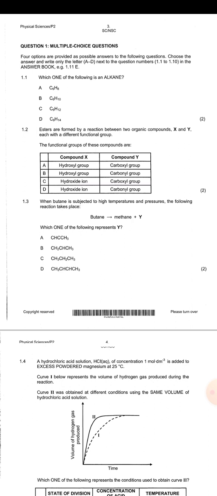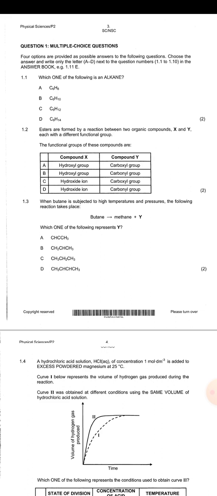But let's say you didn't know that. Well, there are many options here. You look at butane, you know butane has 4 carbons. Then methane has 1. So it means Y has to have 3 carbons. So you look for a compound there that has 3 carbons. A has 3, B has 3, C has 3, D doesn't have 3. So D is out. So we are left with 3 options, A, B, or C.